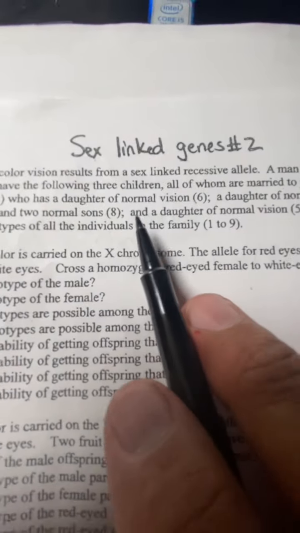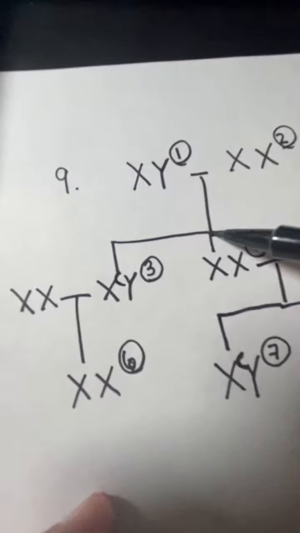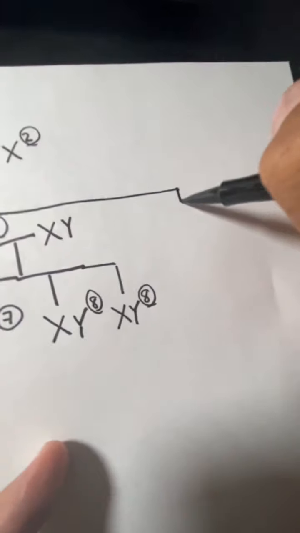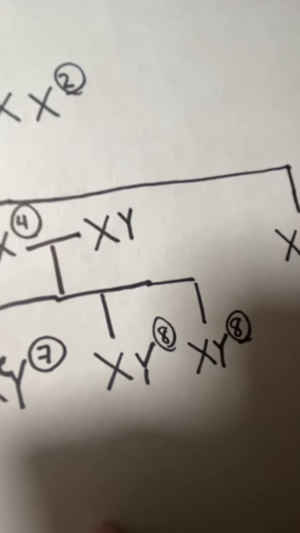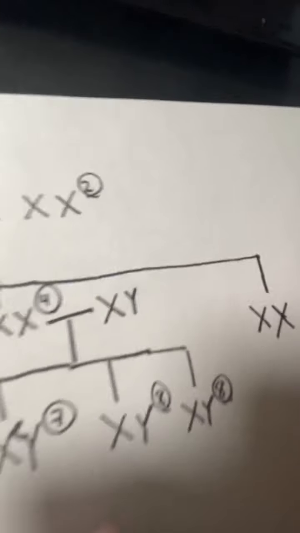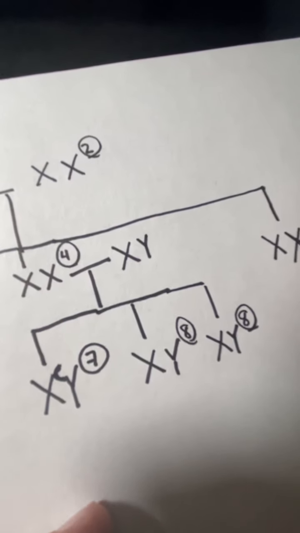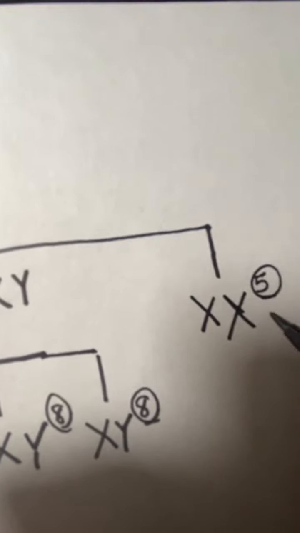And a daughter of normal vision. She's number 5. She's the 3rd child. So draw this line over. Sorry for the shaky hands. Here's the daughter, XX, and she's number 4. No, hold on a second. She is number 5. My apologies. She's number 5. And she married somebody.